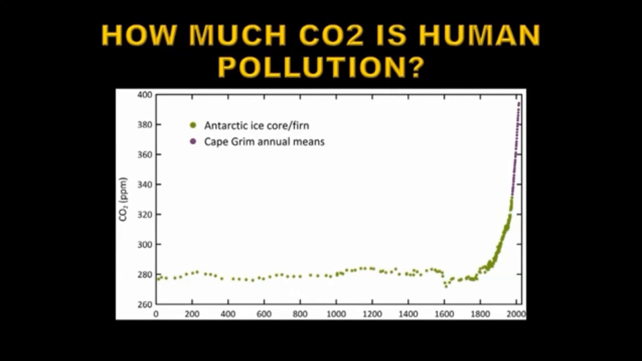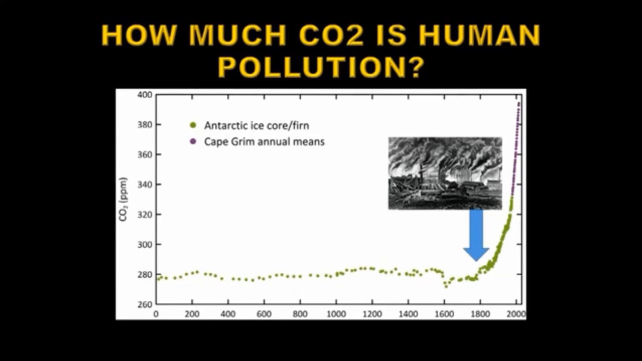But around about 1800, that started to rise. So what happened in 1800 to cause that? Well, we started the Industrial Revolution, and we started burning an awful lot of coal. In about 1900, we started burning oil, and now we're also burning natural gas.